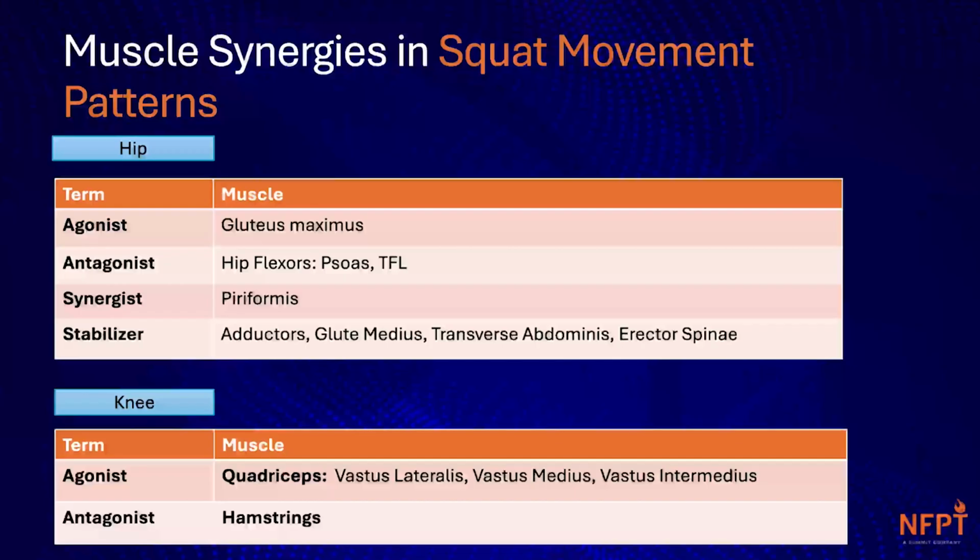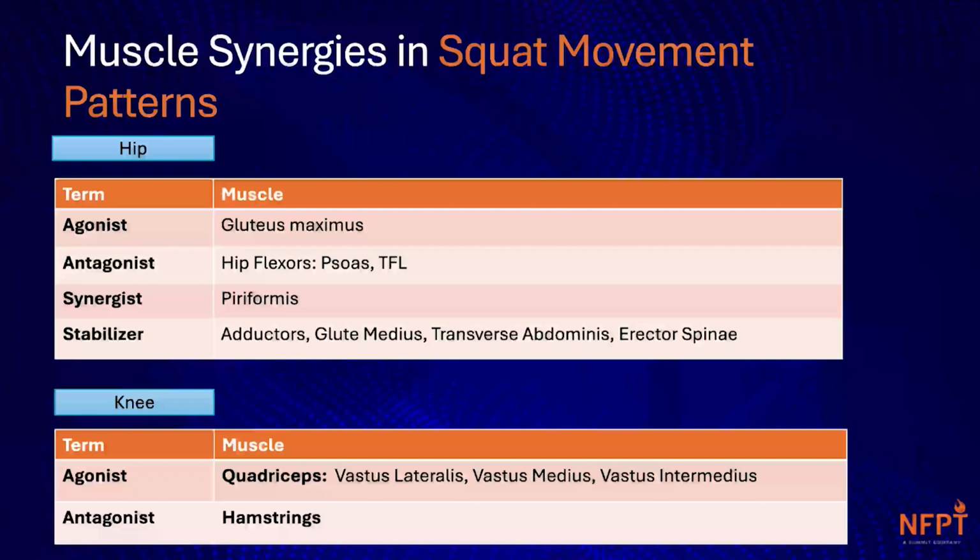And then we've got our stabilizer muscles. These are the muscles that are helping prevent unwanted motion during a squat. And those include the adductors, the glute medius, the transverse abdominis of the core, and the erector spinae. So all of that is happening at the hip.